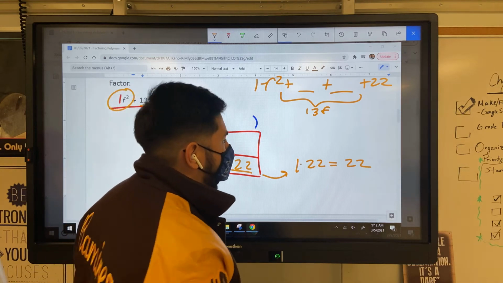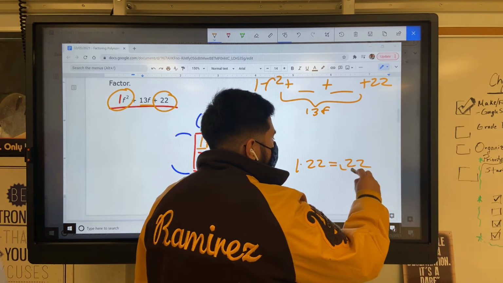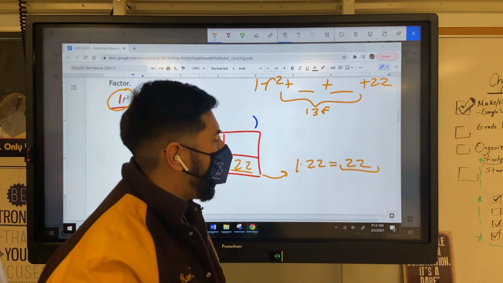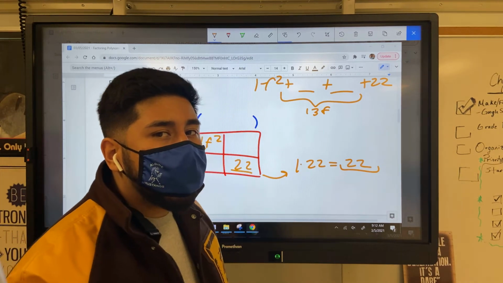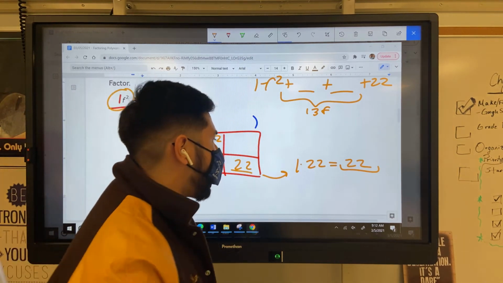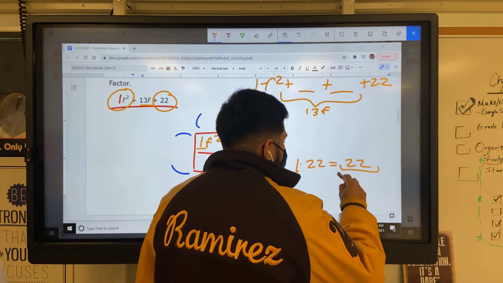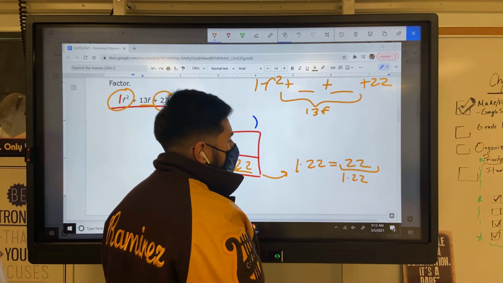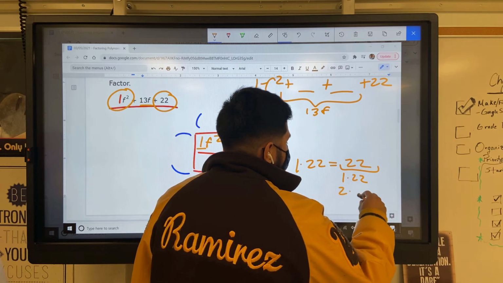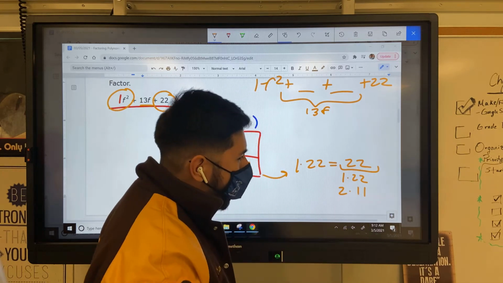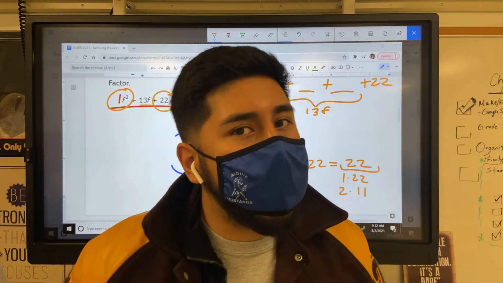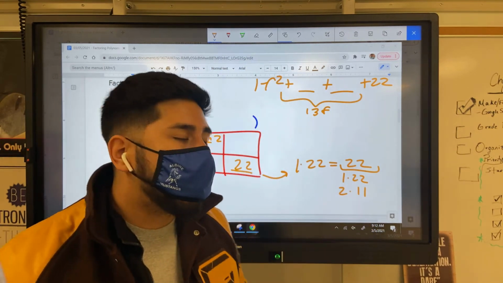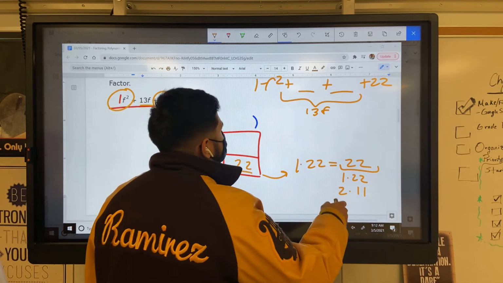And now we have to find the factors for this guy. Now, what are factors? Basically, just the multiplication table of 22. So, for example, we got 1 times 22. There's one other thing. 2 times 11. No 3, no 4, no 5. Nothing else will multiply into 22. So, I got my two factors.